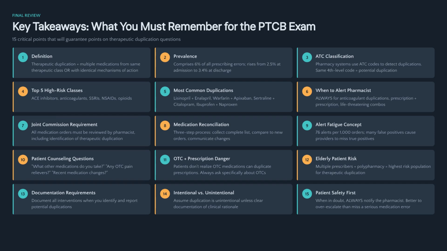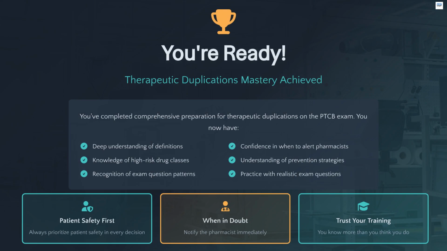Therapeutic duplication means multiple meds from the same class. Always notify the pharmacist for high-risk duplication and never ignore OTC plus prescription overlap. Patient safety is first. You've achieved mastery in therapeutic duplications. Always prioritize patient safety. When in doubt, notify the pharmacist immediately and trust your training.